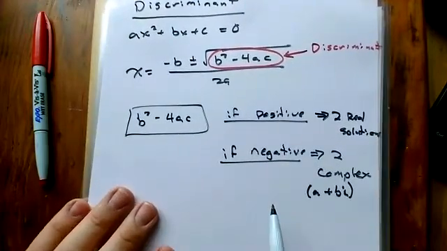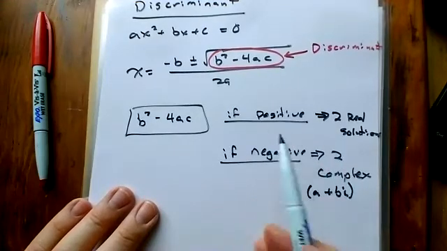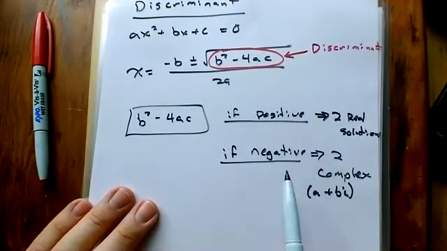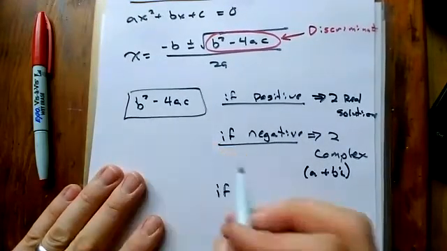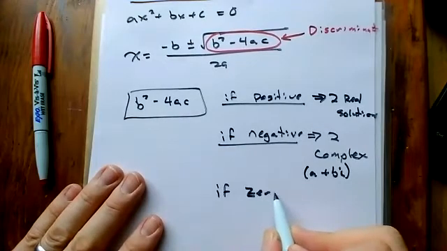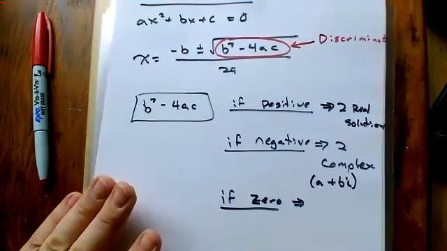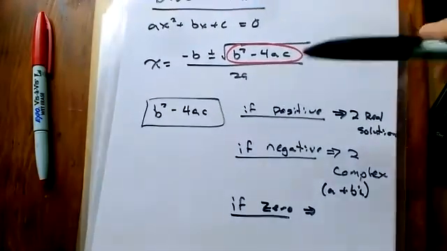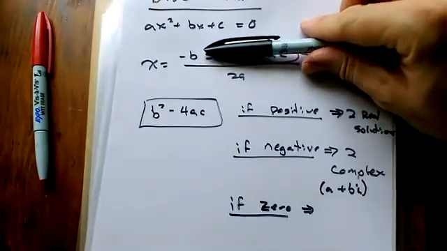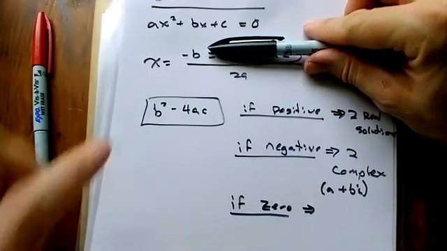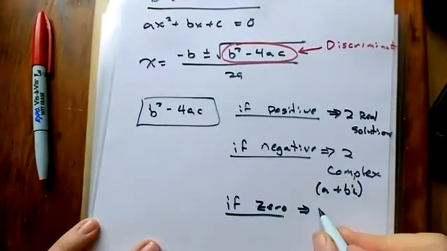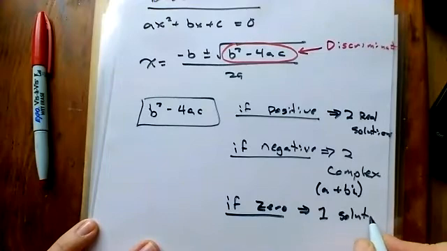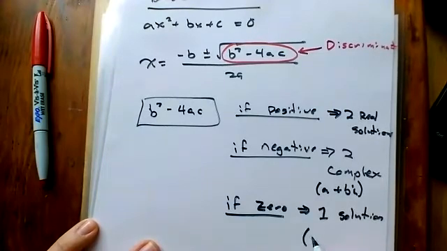Well, we've only got one more option. Positive, it's greater than 0. Negative, less than 0. Well, what happens if it's 0? If this is 0, then literally I've got nothing happening here. I will have one solution, and I even know what it's going to be. It's going to be that negative b over 2a. So I will have one solution, and my solution would be negative b over 2a.